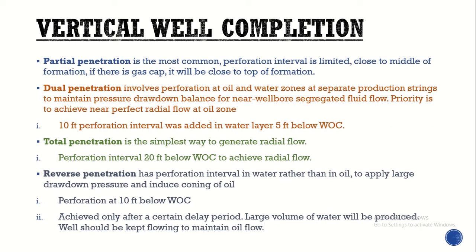As for dual penetration, it involves perforation at both oil and water zones using separate production strings to maintain a pressure drawdown balance for near wellbore segregated fluid flow. The priority is to achieve near perfect radial flow at the oil zone. The perforation interval is about 10 feet, added in the water layer 5 feet below the WOC. The perforation interval is about 20 feet below the WOC.